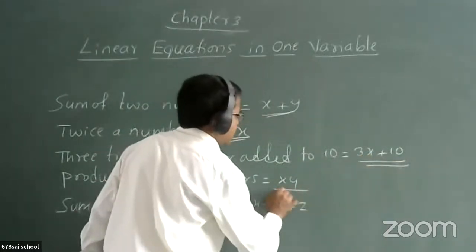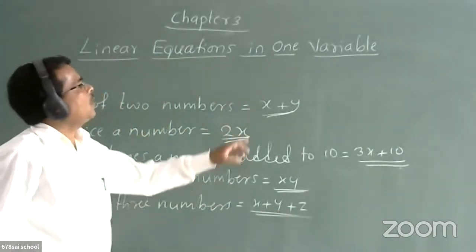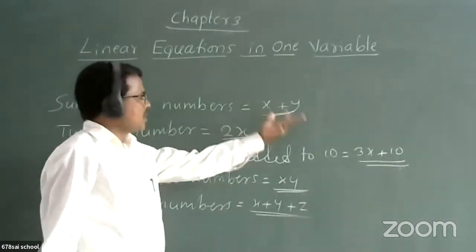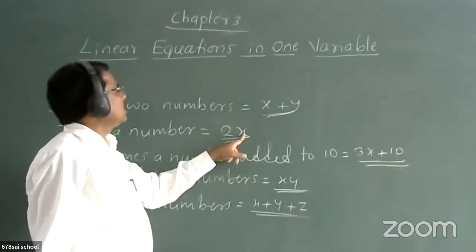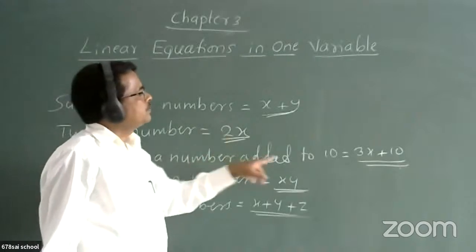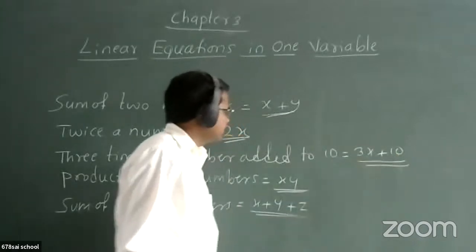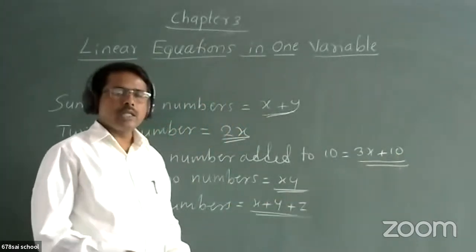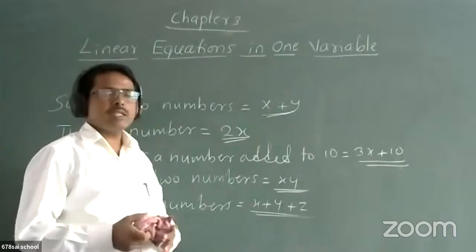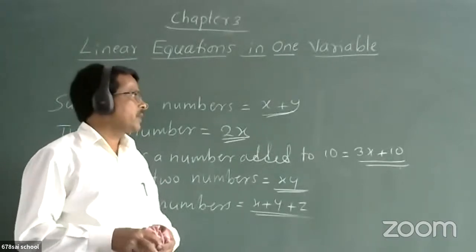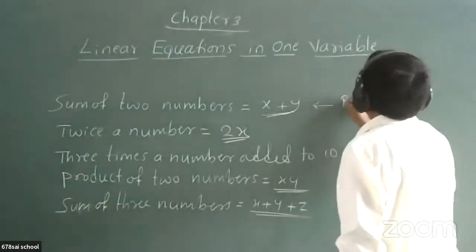You have studied these aspects. These are all algebraic expressions: a combination of variables, constants, and arithmetic operators. Here a variable is there, an operator is there, a constant is there. Here three variables are there. Depending upon the number of terms, we call these algebraic expressions by different names. If it has two terms, it is called a binomial.